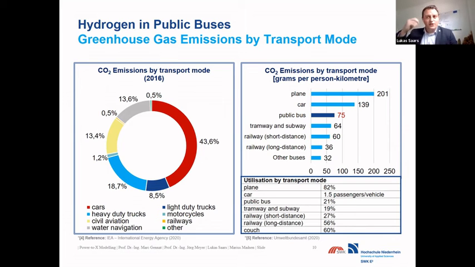So here in Krefeld in Germany, there's one provider of local public transport, and they plan to use 10 fuel cell buses in their bus cycles. And so it's really a topic which is currently really interesting for the providers of transport in Germany.